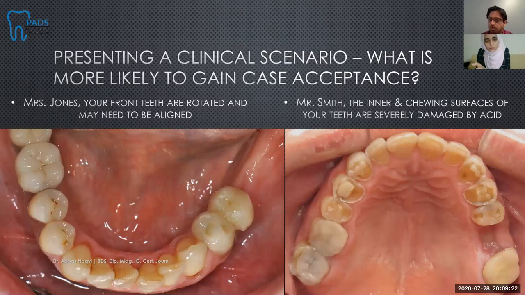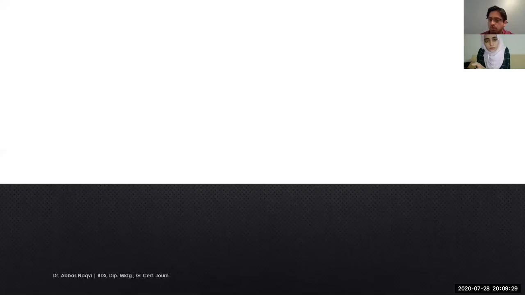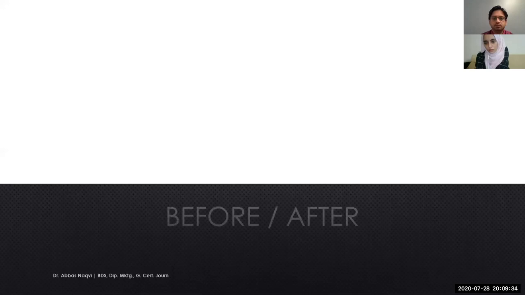And you can always show your patients the before and after when you have completed their treatment. And obviously, they will appreciate what you did more.